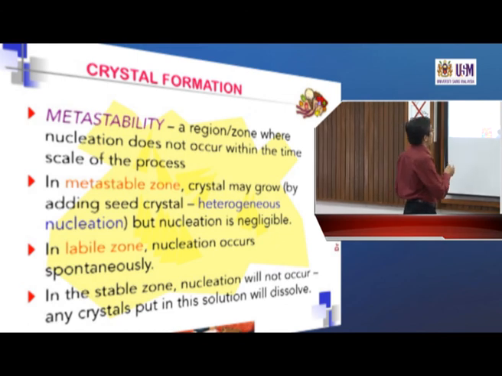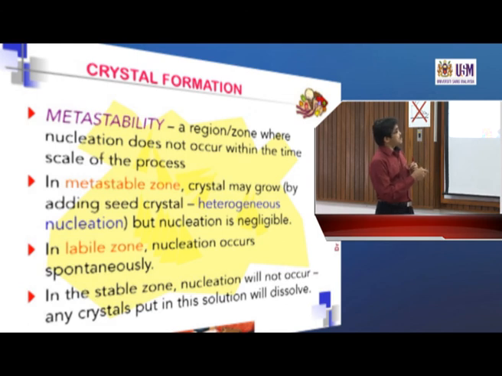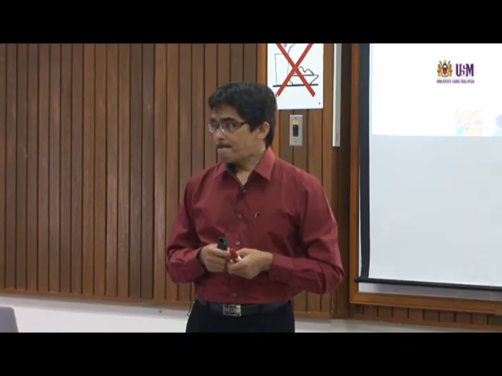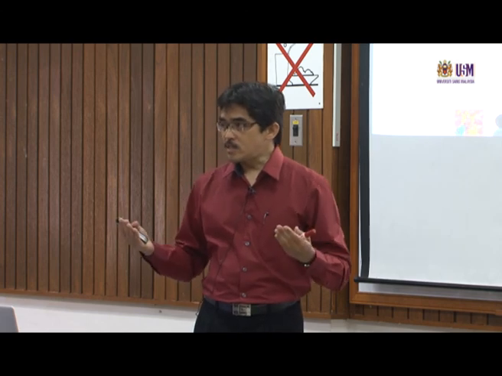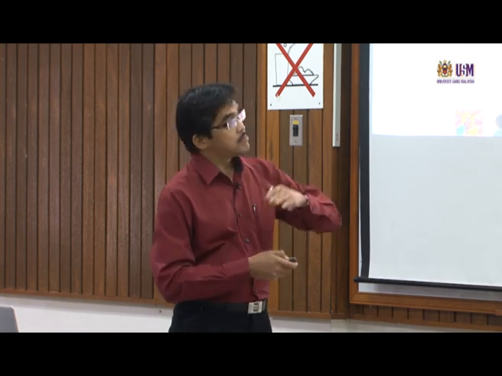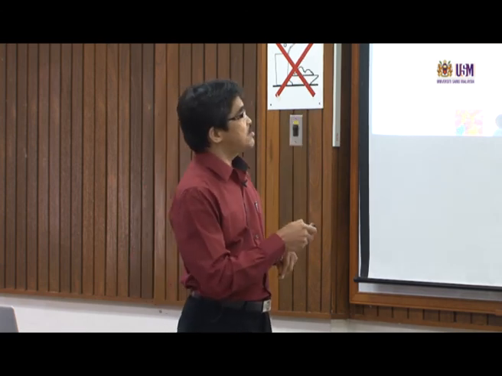That is heterogeneous nucleation, later we will see heterogeneous nucleation, but nucleation is negligible. So if we add seed crystal, the crystal may grow, but in metastable zone, nucleation is negligible or non-existent. No crystallization, no nucleation, technically. But in labile zone, above the metastable zone, nucleation occurs spontaneously.